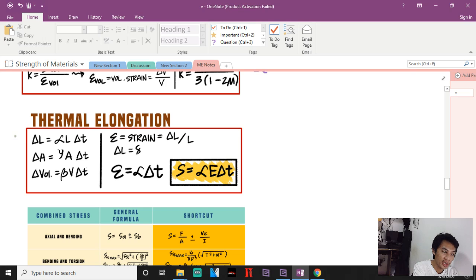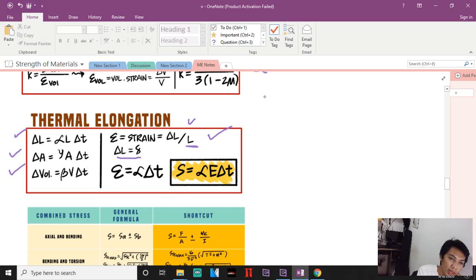So, thermal elongation. For thermal elongation, meron tayong change in length, change in area, change in volume. Yung mga alpha, where alpha is the thermal constant ng material that is always given pagdating ng calculation. Now, for the strain, laging yan yung change in your length divided by the original length, where that is the deformation.